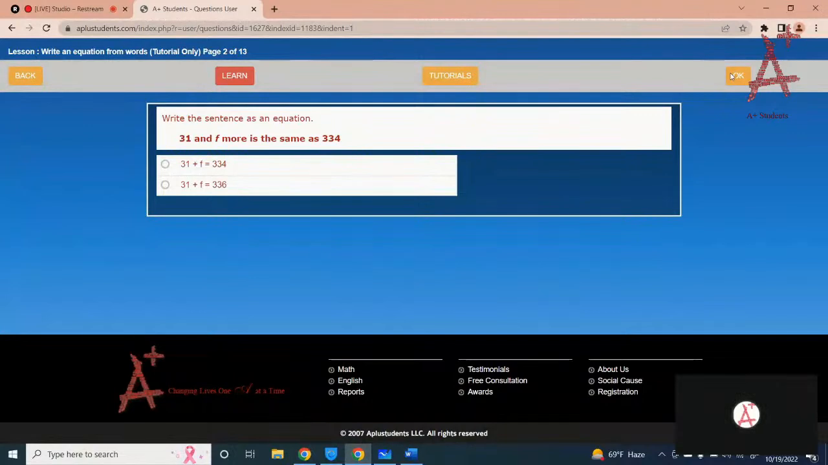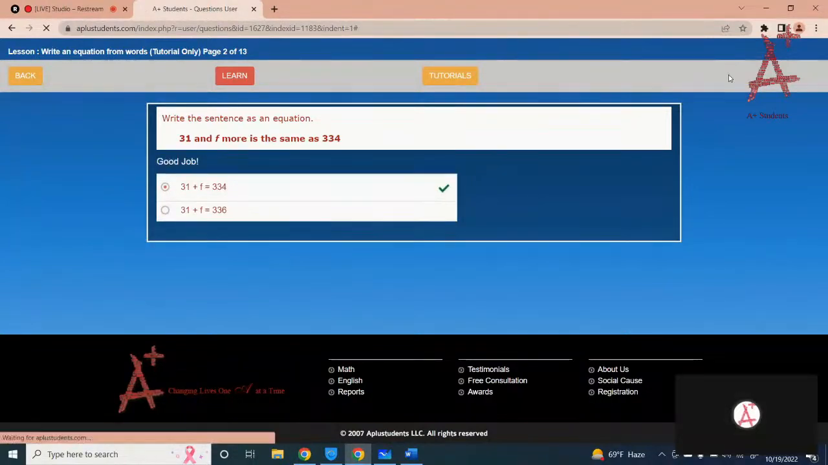Got it? So write the sentence as an equation. 31 and f more, that means 31 plus f is adding, is same as 334. Got it? And they are equal to 334. So first option is the correct one. So select the correct option and click on the OK button.